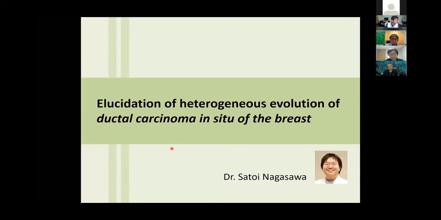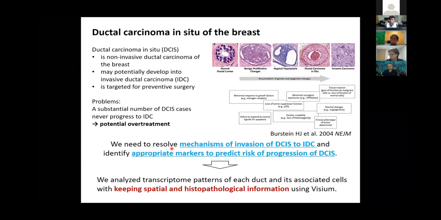And this is our recent attempt to elucidate the heterogeneous transcriptomic feature of the breast cancers, precisely speaking, ductal carcinoma in situ of the breast. That is the early stage of the breast cancer. This may be the introduction, which I can skip, but I assume that some of you may not be so familiar with the ductal carcinoma in situ of the breast.